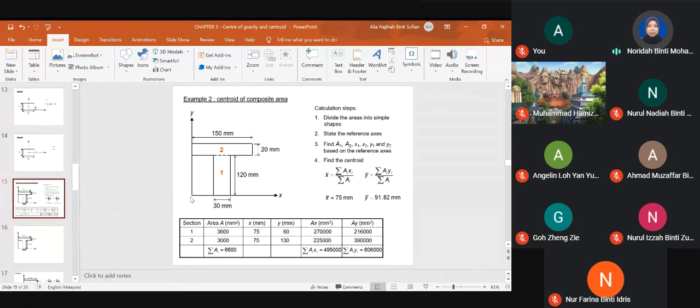Okay, now let's look at example 2, finding the centroid of composite area, T section. First, we divide the areas into simple shapes. The vertical one is section number 1, and the horizontal rectangle now is number 2. State the reference axis. We put the x-axis at the base here and the y-axis at the left edge of the web.